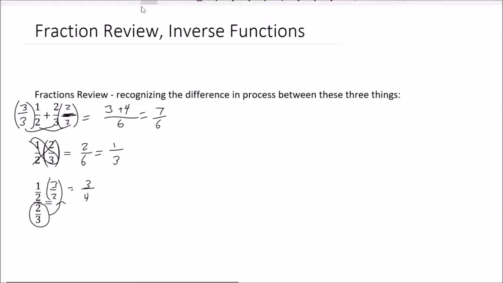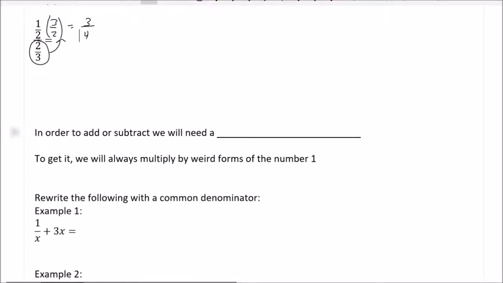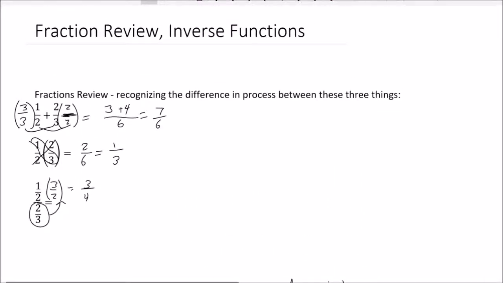Okay, let's formalize it just a little bit before we move on. If we're going to add or subtract fractions, what are we going to have to do first? We're going to need a common denominator. And how do we do that? We do that by multiplying by really interesting and weird forms of the number 1. Notice that's what we did in this first example. We multiplied by 3 over 3.